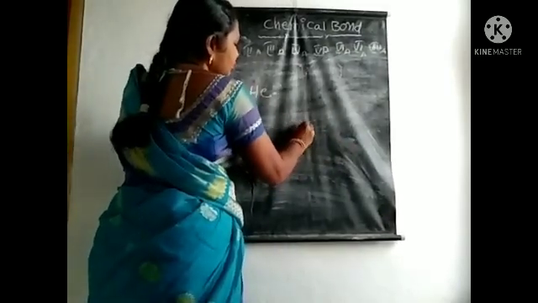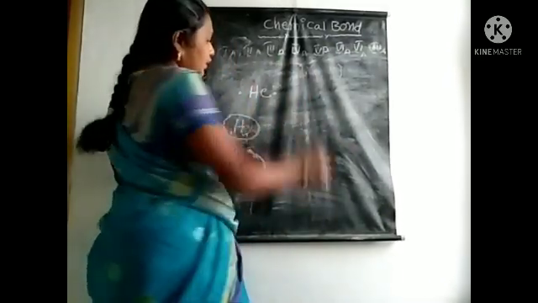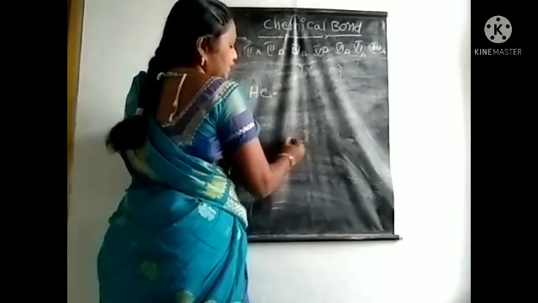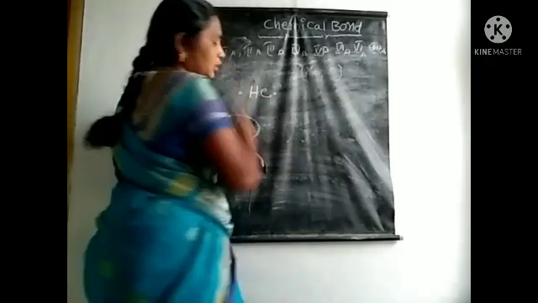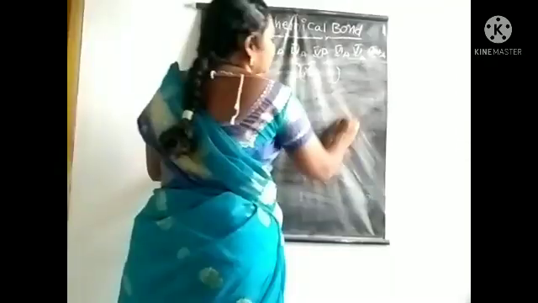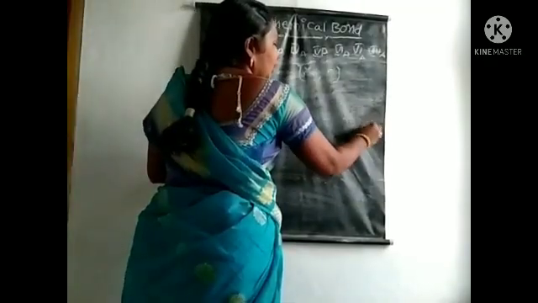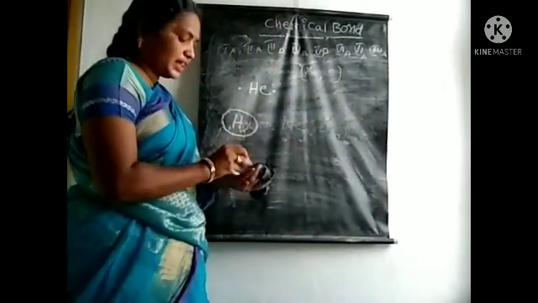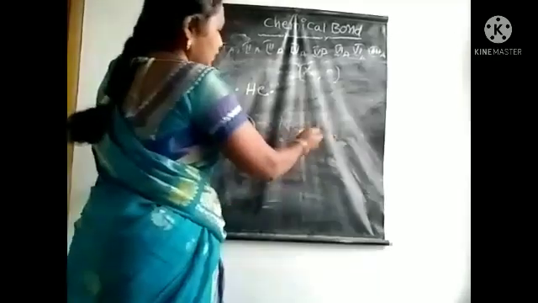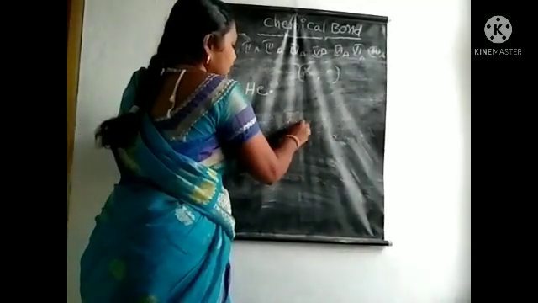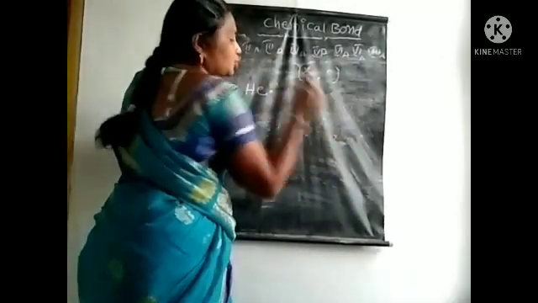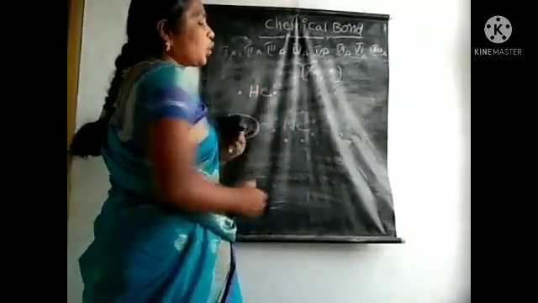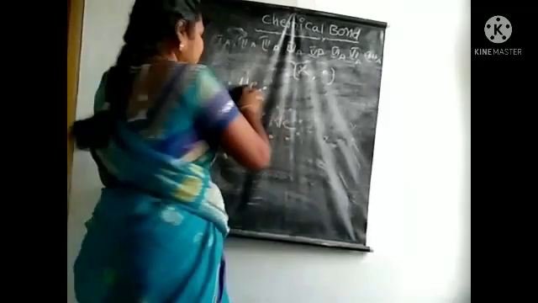Neon has 8 electrons in its outermost shell, so I will put 8 dots for neon. Argon also contains 8 electrons in its outermost shell, so I will write 8 cross marks around argon. Like this, the Lewis dot structure is denoted.